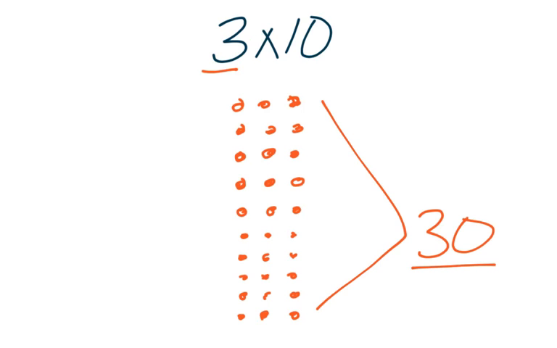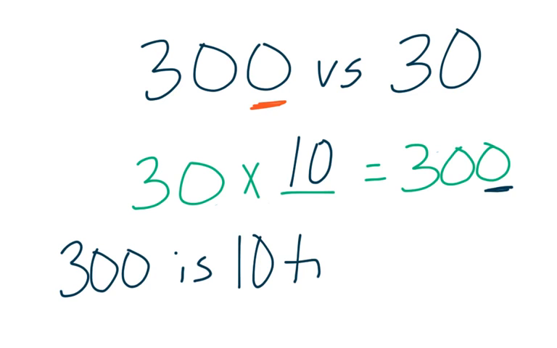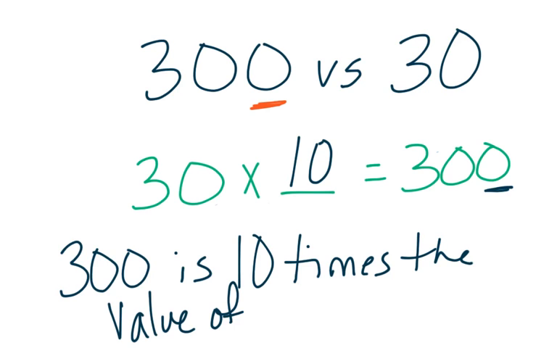So if we go back and look at the value of those digits and which is bigger and how much bigger, 300 and 30: 300 is 10 times the value of 30.